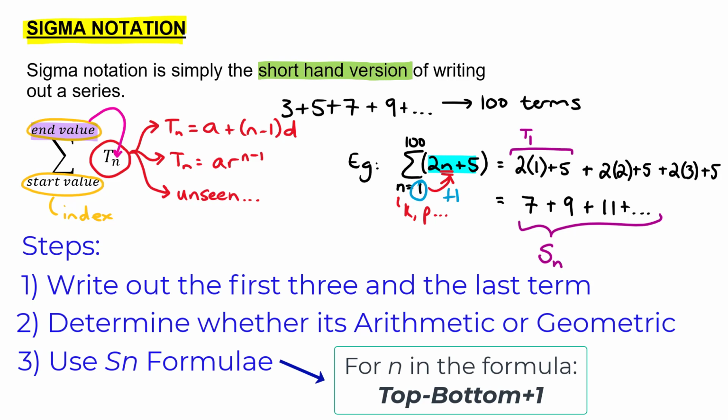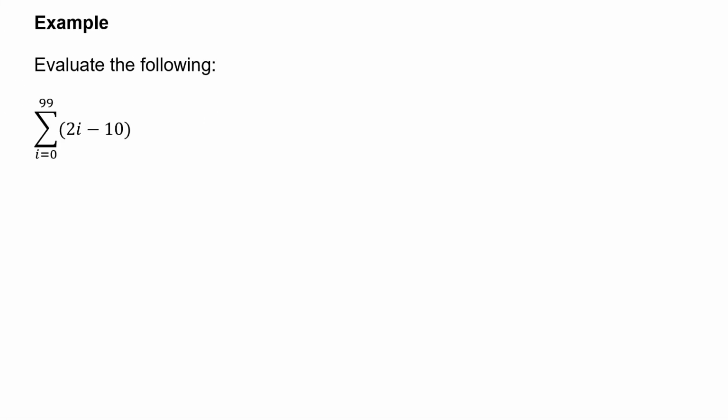Let's go and have a look at exactly how to apply that in an example. So let's have a look at our first example here of sigma notation. It says to us, evaluate the following, where we've got the sum from i is equal to 0 to 99 of 2i minus 10.